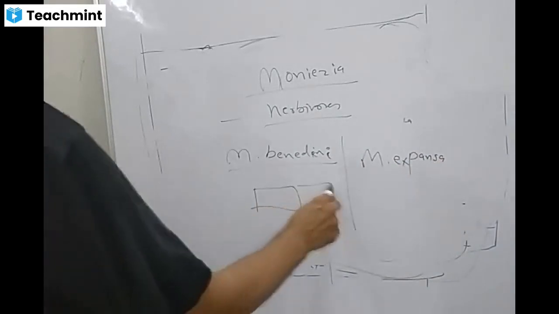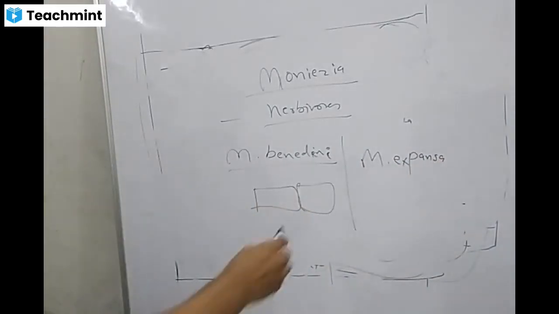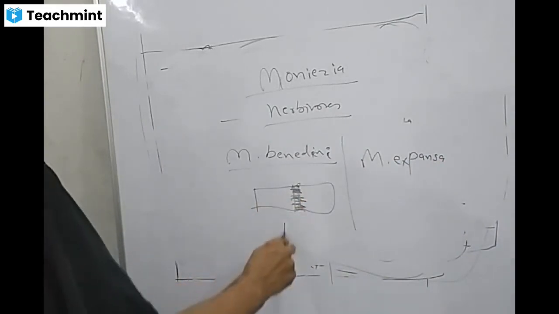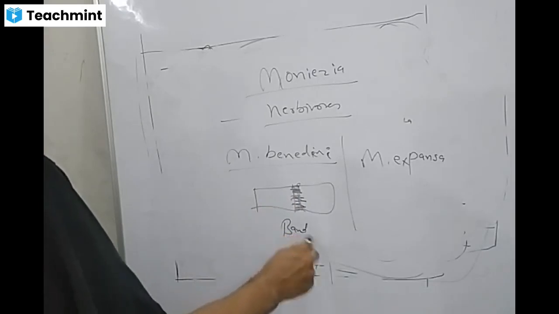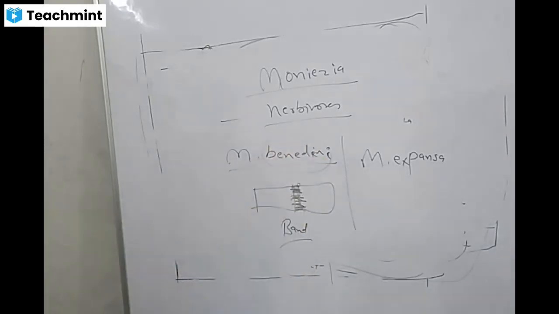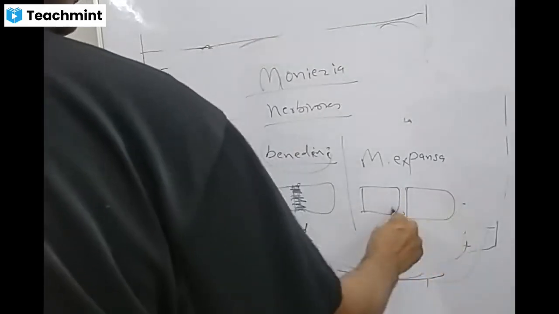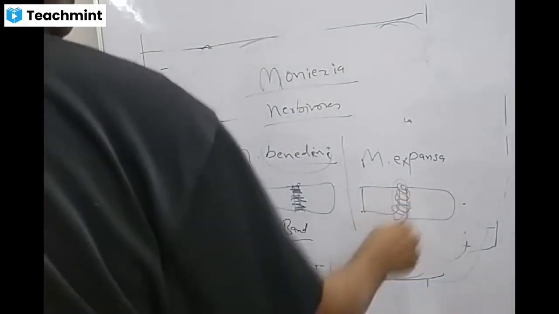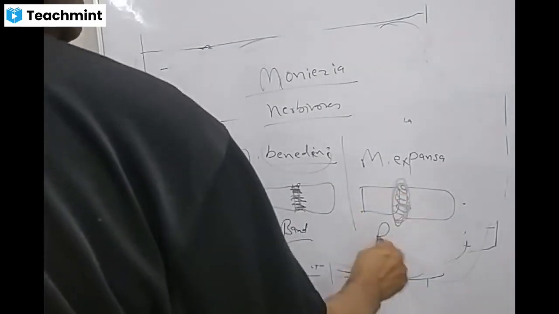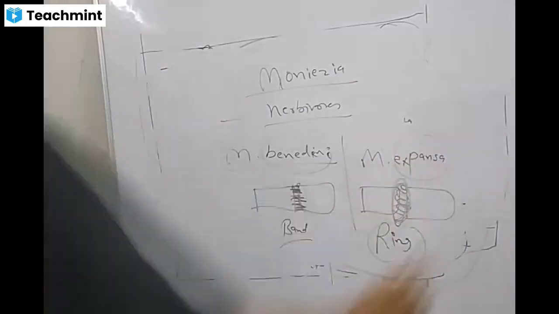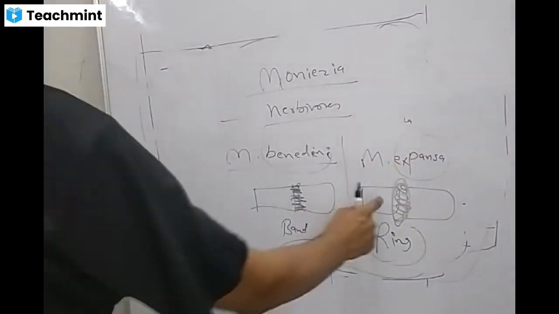In between two proglottids, there is some structure present, some glands are present. If these are just like a band, what you call Benedini. If these interproglottid glands are present like a ring, what you call expansa. So this is the difference.